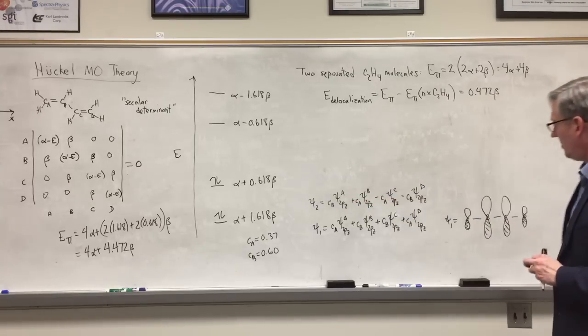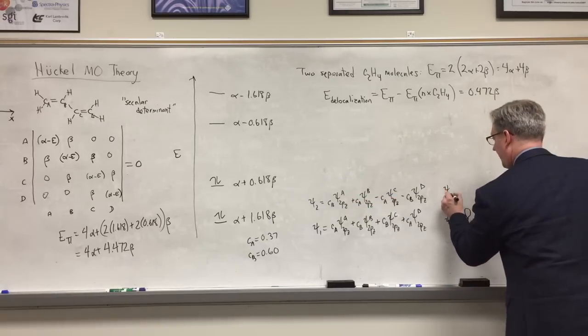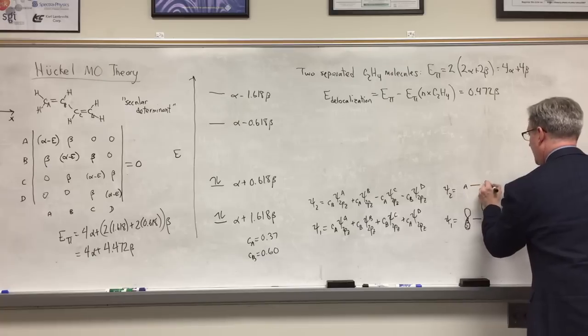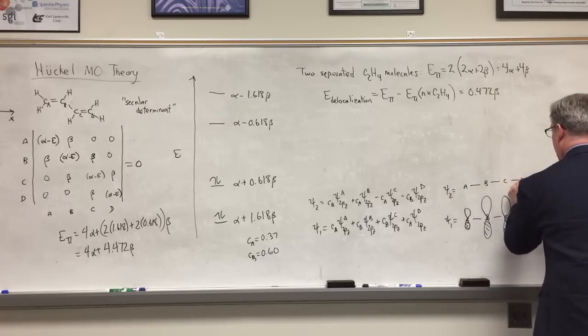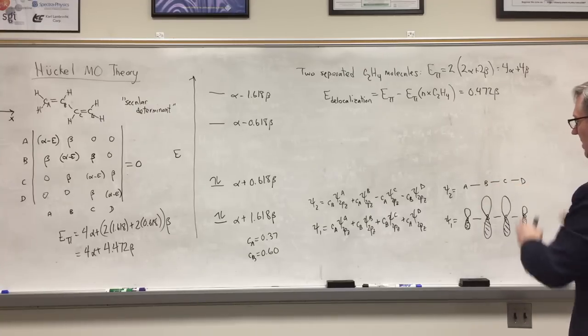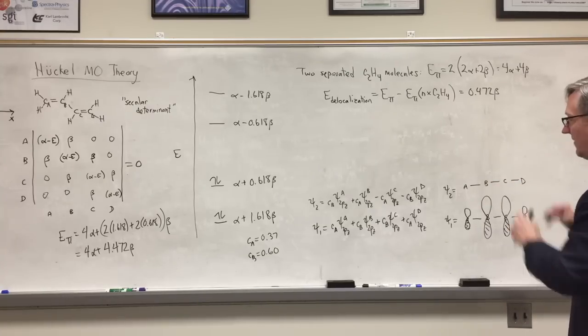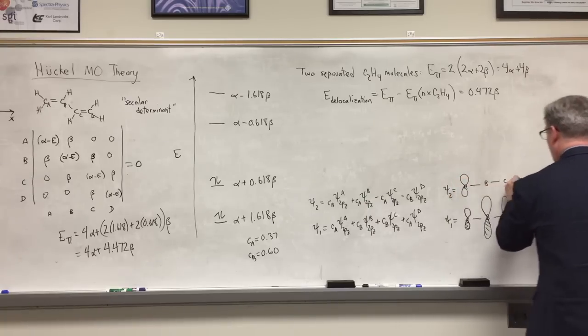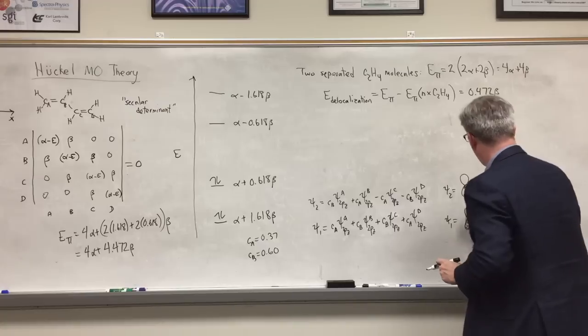What does this orbital look like? Let's plot it in the same frame. Now I've got A, B, C, and D, so I'm looking in the plane of the molecule again. Now the big ones are on the inside, on the outside, so I get lobe. I did that wrong. Let me try this again.